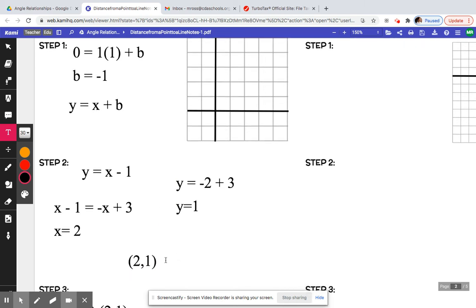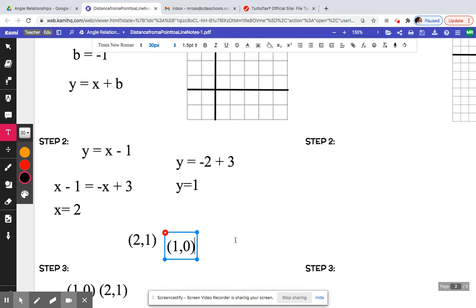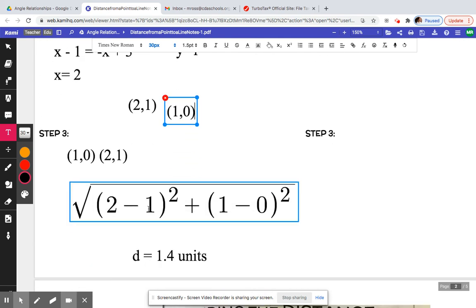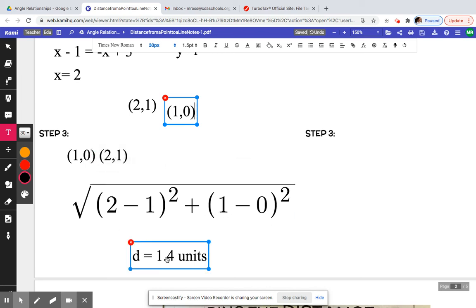Now that we have two points, the point we just found and the point given to us, which is (1, 0), we can plug them into our distance formula and solve. 2 minus 1 is 1. 1 squared is 1. 1 minus 0 is 1. 1 squared is 1. 1 plus 1 is 2. The square root of 2 is about 1.4 units, and that's the distance between the point and the line. So 1.4 is your final answer.